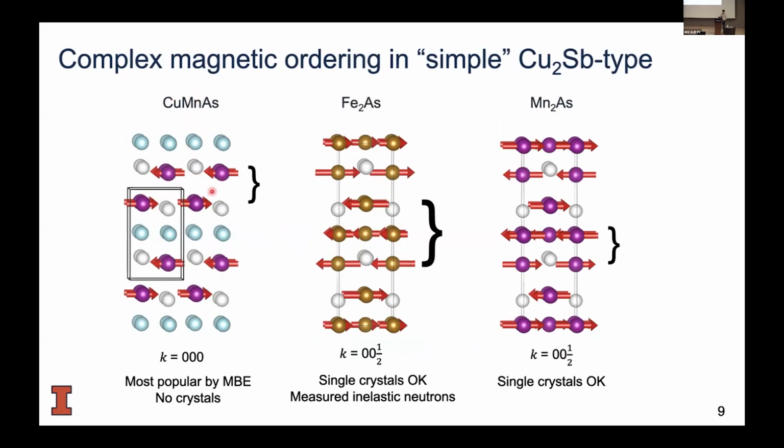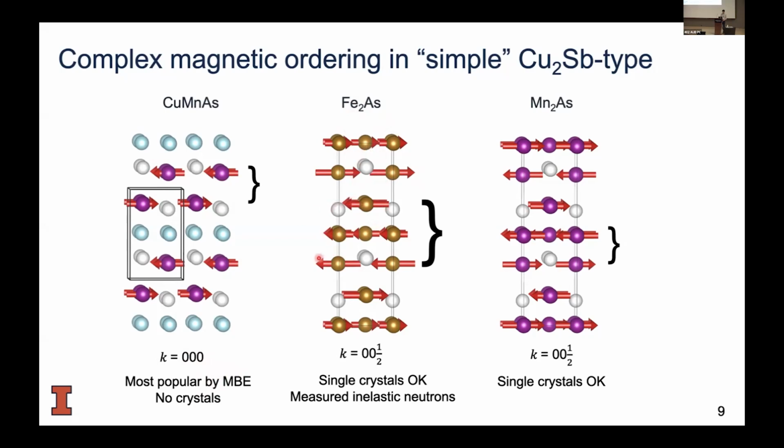So this is copper manganese arsenide. It only has moments on the manganese. And it's like your happy antiferromagnet. It goes left, right, left, right. So this has a k equals 0 k vector. The way that people grow this in those devices is they do MBE. No one's ever made a single crystal of this, which as an experimentalist, I found that very strange. It's such an important material, no single crystals. Like, why is that? There's also iron 2 arsenide. It has this sort of triple block array.